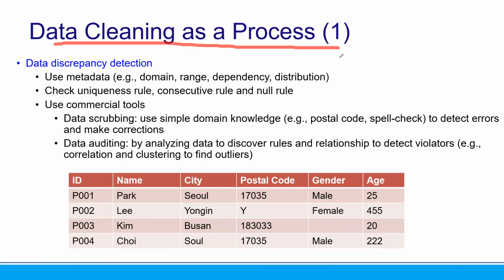Let's say I have this example. This example shows some noisy data. As you know, noisy data means there are some incorrect attribute values. The value is not correct. But how can we know that the value is not correct?